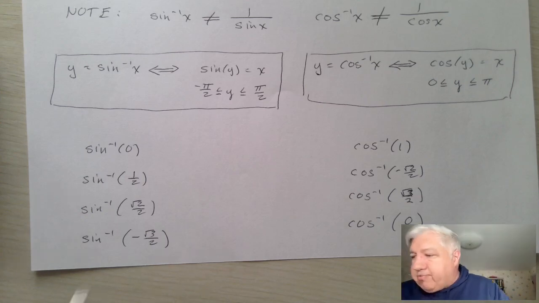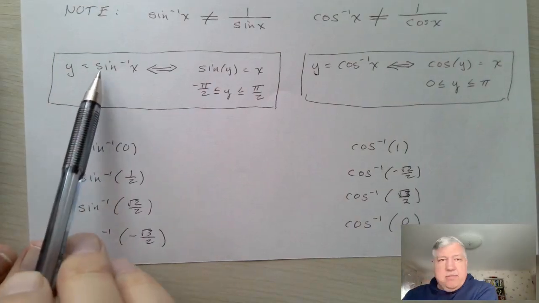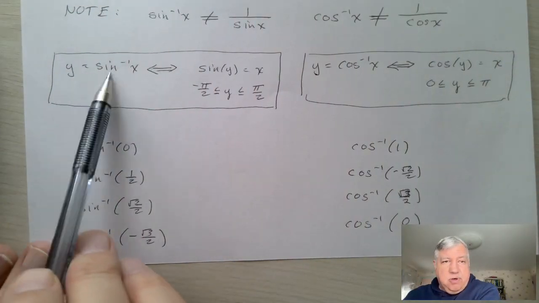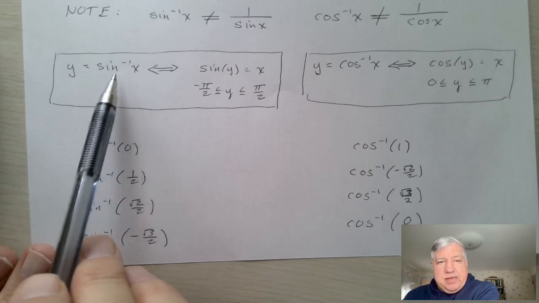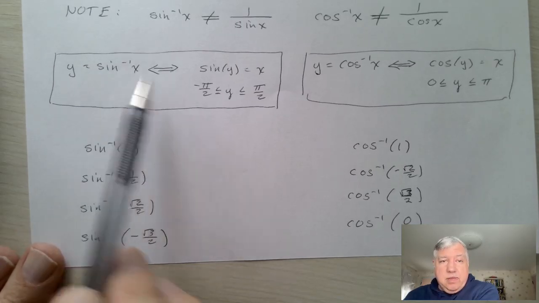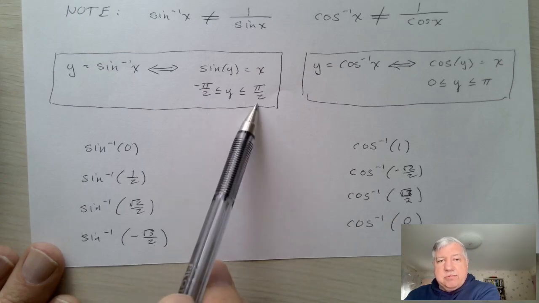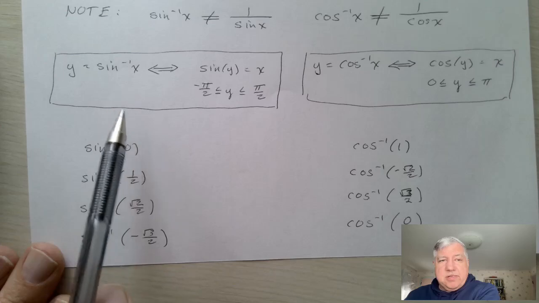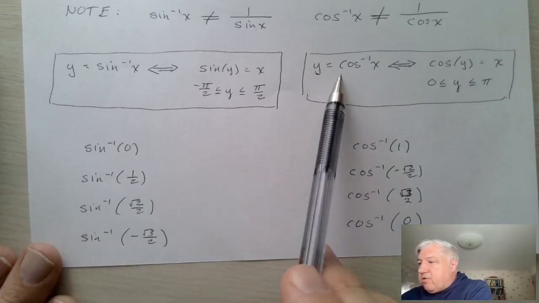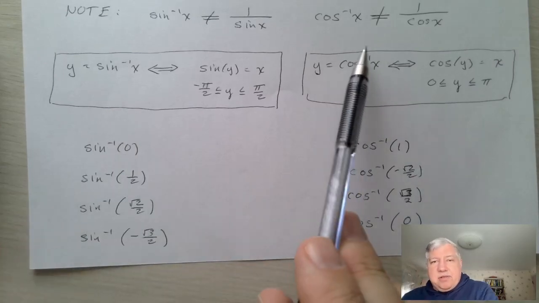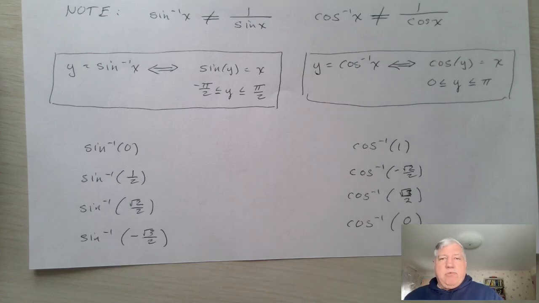So right now, if we were to consider this as a function of x, we can see the domain is going to be all numbers between negative 1 and 1, and the range is going to be all numbers between negative pi over 2 and pi over 2. So that would be the range of inverse sine of x. Likewise, the domain of inverse cosine of x, if we look at this as a function, would be all numbers between negative 1 and 1, and the range would be all numbers between 0 and pi.